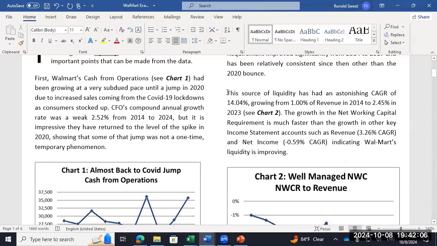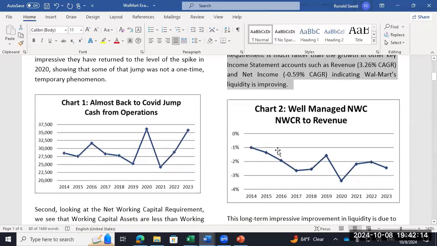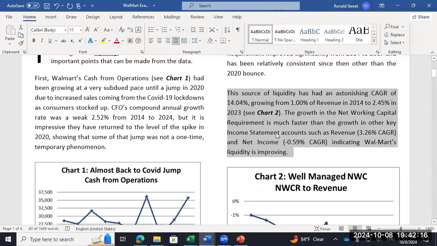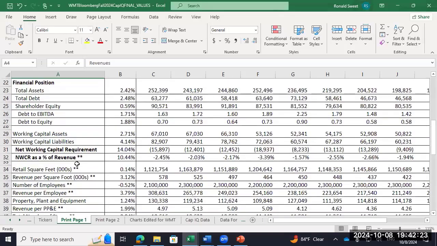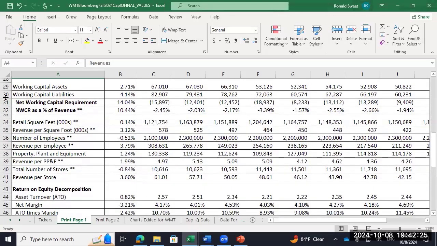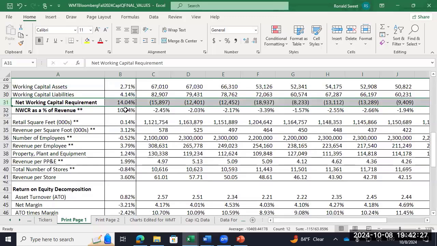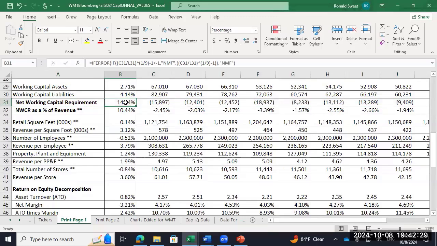All right. So the first thing is, is it a source or use? A little bit of commentary. The second thing is the trend. Walmart's is getting a lot better because the line is coming down. You can actually look at the CAGR of the net working capital requirement, and that is on line 31.